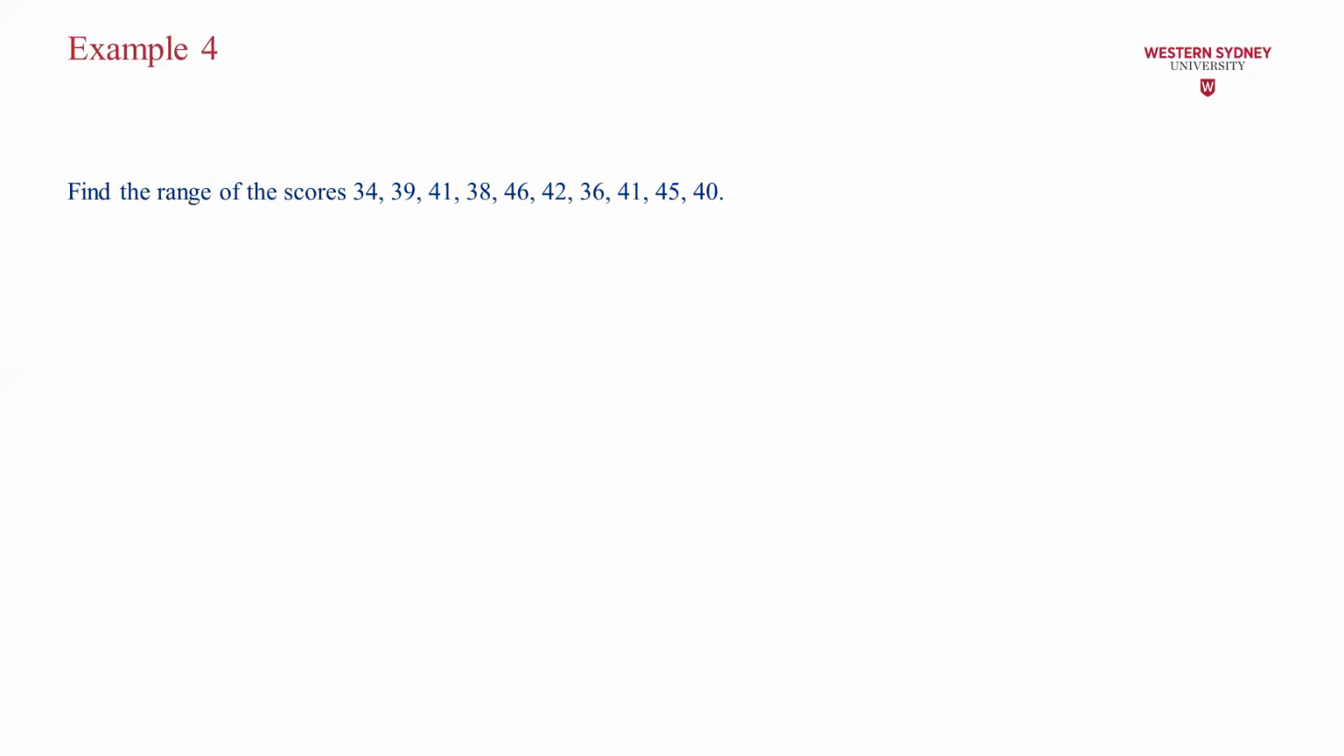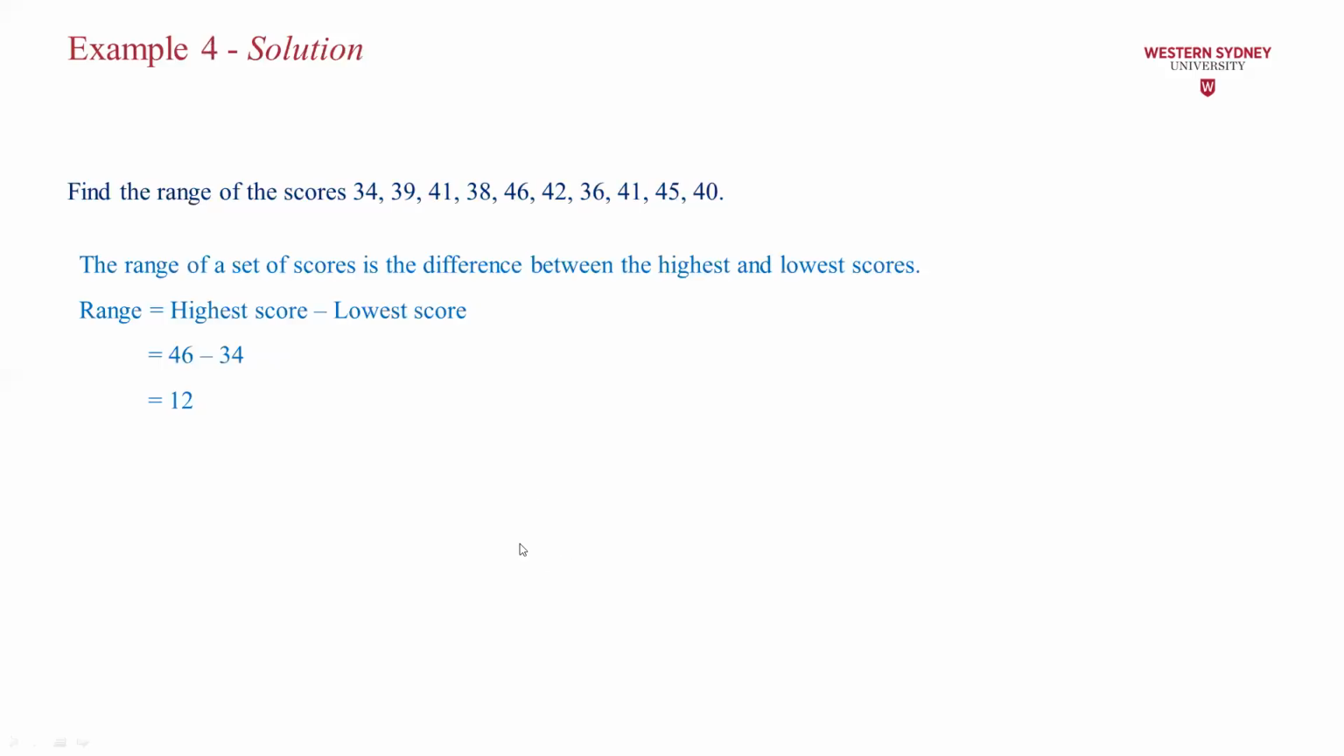Example 4. Find the range of the scores shown here. Now the range is the highest score minus the lowest score. You could again put the scores in order, and if you'd already done a question, then the order would already be there. However, it's easy enough to locate the highest score and the lowest score just by looking through. So the range of a set of scores is the difference between the highest and lowest scores. So the highest score minus the lowest score, in this case 46 minus 34, which gives us 12. So the range is 12.